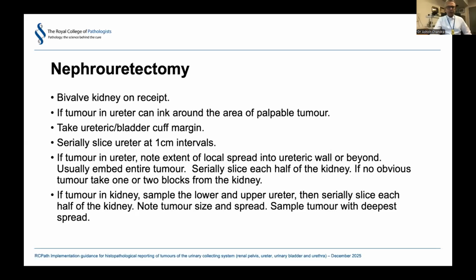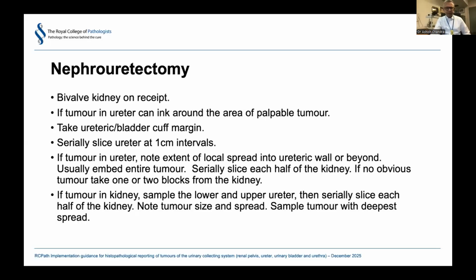So let's move on to two or three specimen types that we'll probably be able to cover in this short space of time. I'm starting with the nephroureterectomy specimens, and here really just a text slide to summarize what you do on receipt. You bivalve the kidney, and you could maybe selectively ink any areas of interest. Remember to take the distal margin, which is often a bladder cuff margin in these specimens where the entire ureter is removed, which could be anything between 5 to 20 centimeters in length. And then you could serially slice the ureter at 1 centimeter intervals.